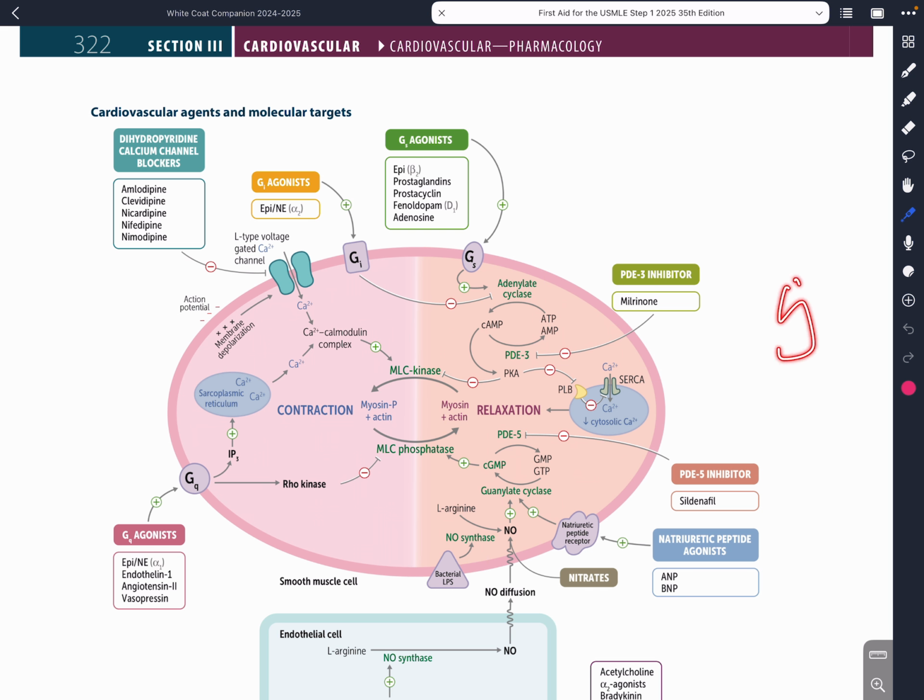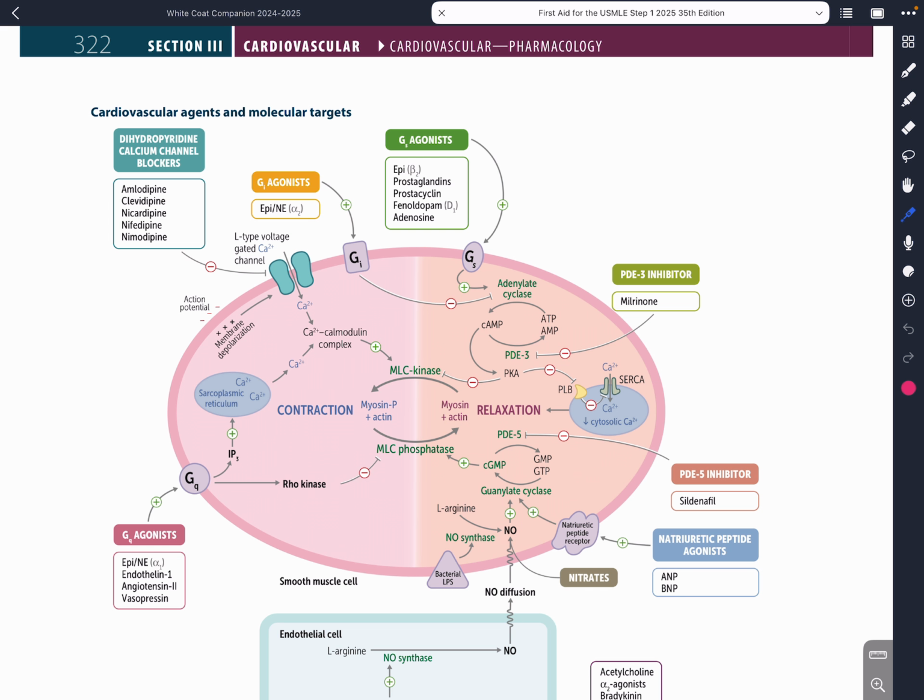Then next is phosphodiesterase 5 inhibitor. Phosphodiesterase 5 inhibitor is sildenafil. Just to remember, S for sildenafil, S looks like 5. So 5, phosphodiesterase 5 inhibitor. Next is natriuretic peptide agonist. Natriuretic peptides are ANP and BNP.